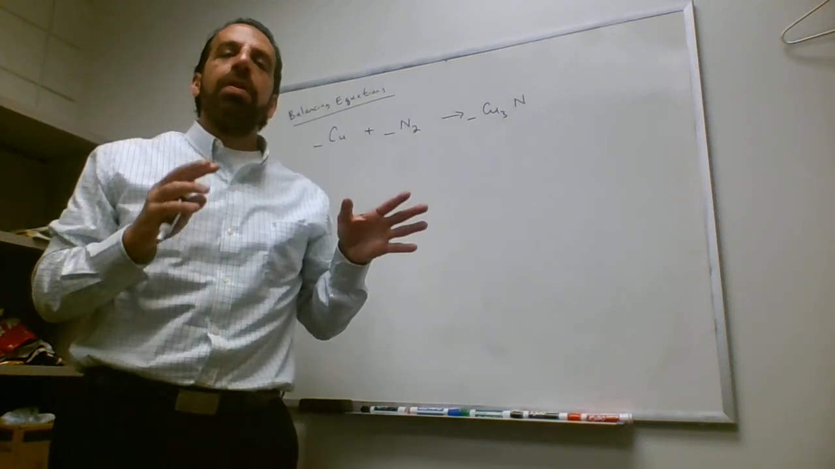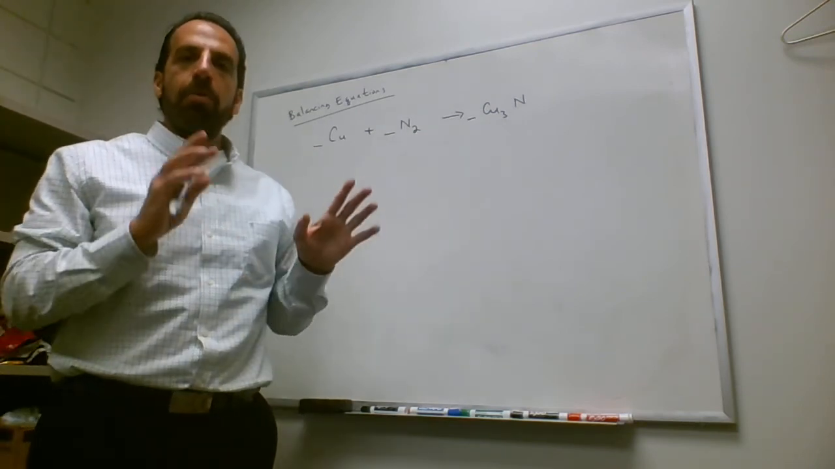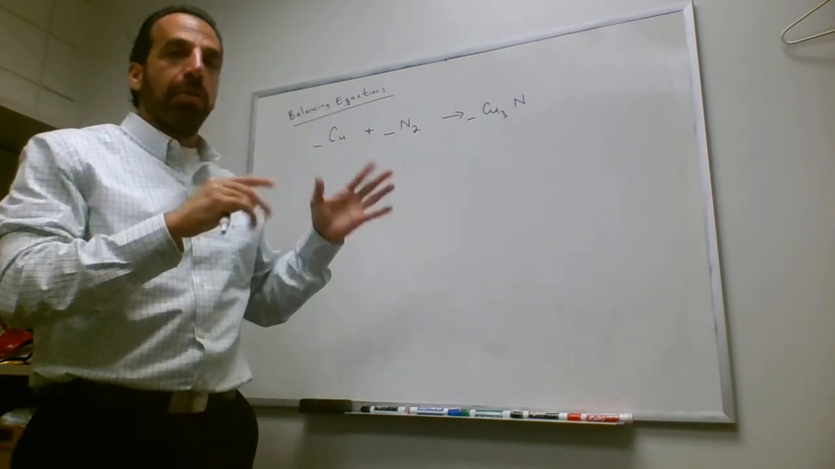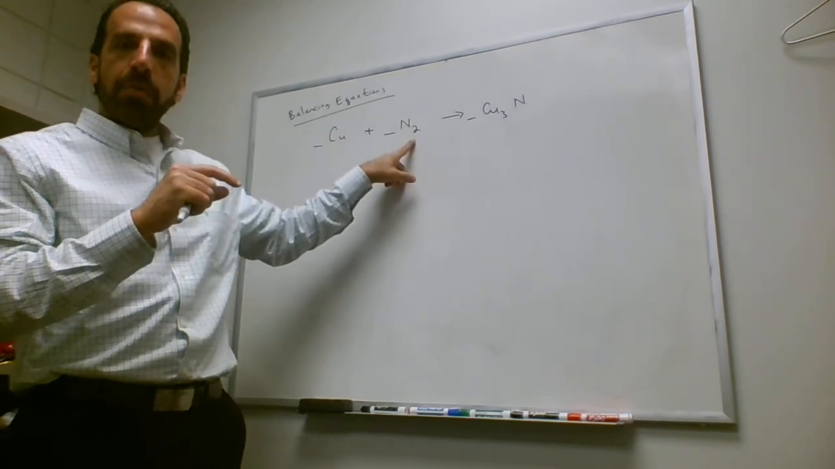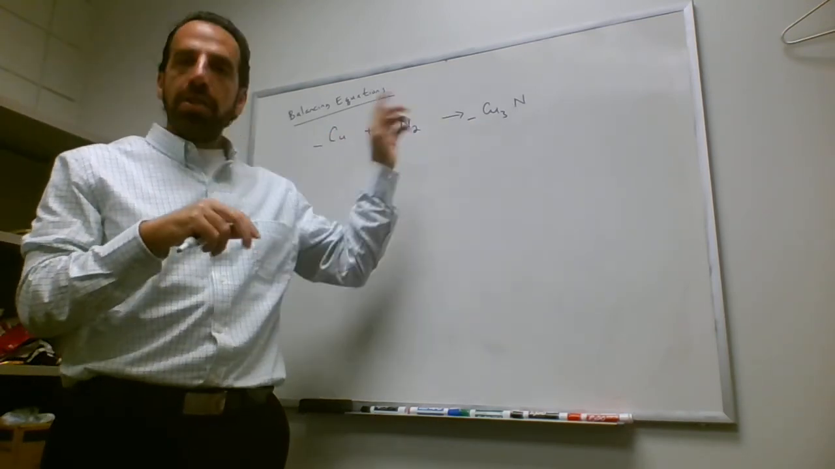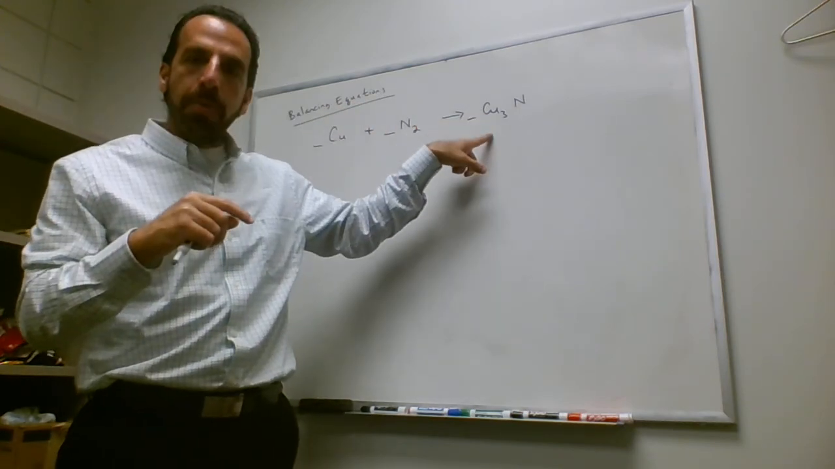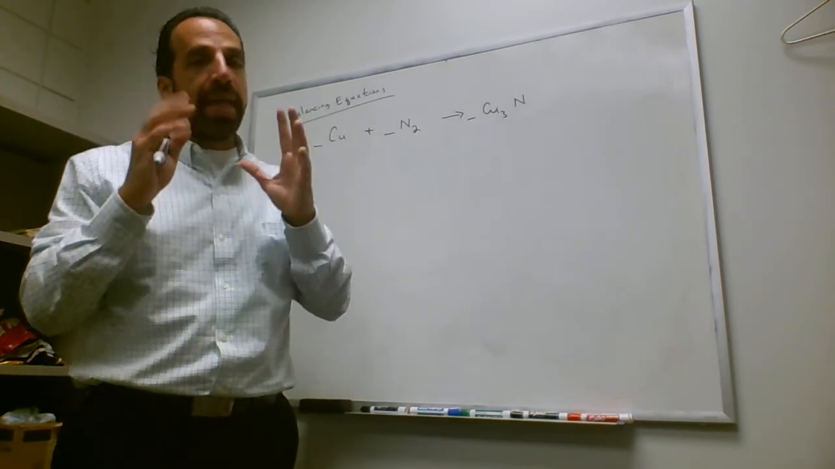So let's do some balancing. So balancing, we're going to put whole numbers in front of these chemical species. Now we can't change the formulas themselves. So in this case, I have copper combines with nitrogen to form copper 1 nitride. So I can't change the subscripts because nitrogen is N2 because it's diatomic. Copper 1 nitride is Cu3N, so I can't change that formula.